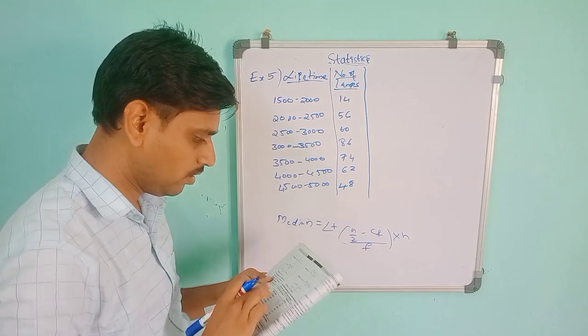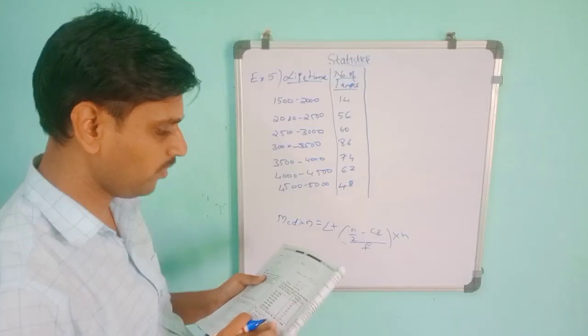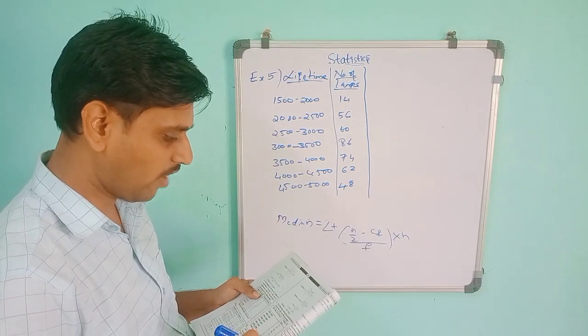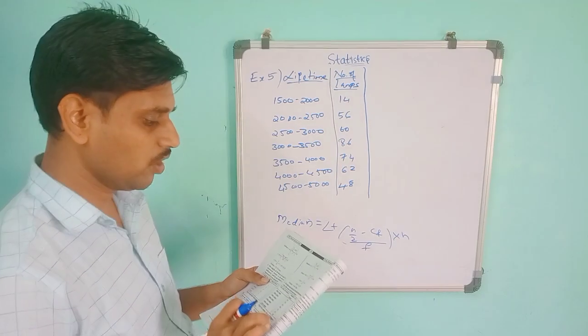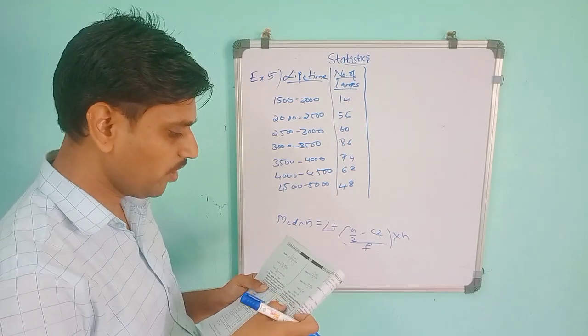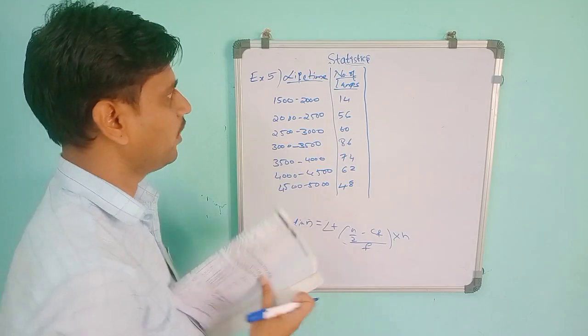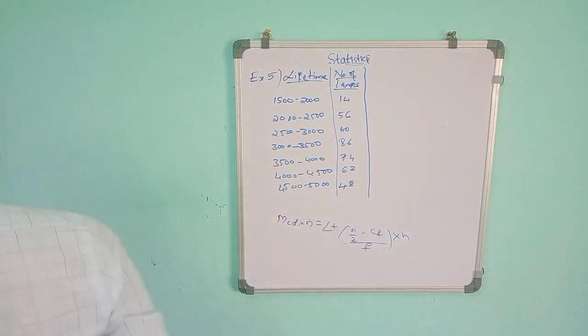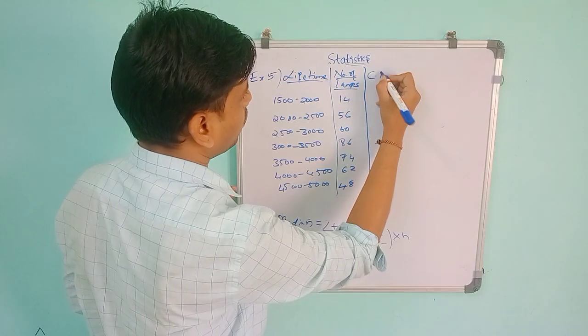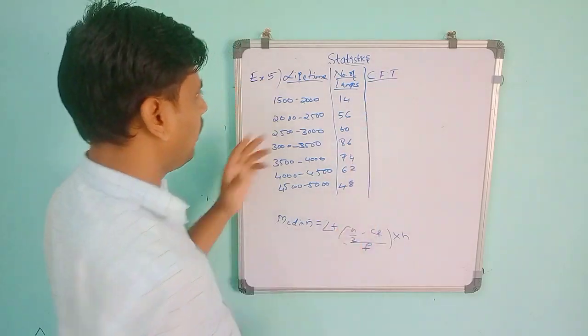So they have given 400 neon lamps here. 400 means it is not the cumulative frequency table. If the last number is 400, then only it is the cumulative frequency table, but it is only a frequency table now. So for a frequency table, first you have to convert it into a cumulative frequency table.